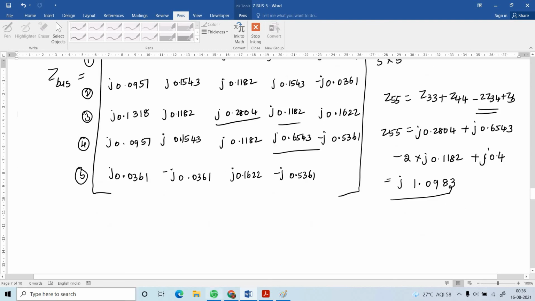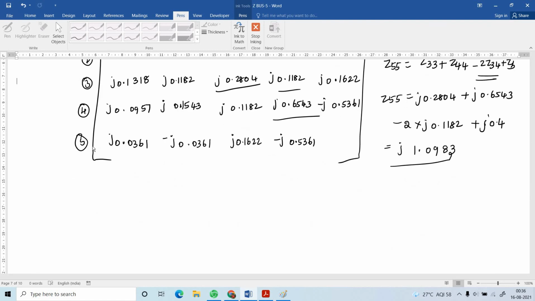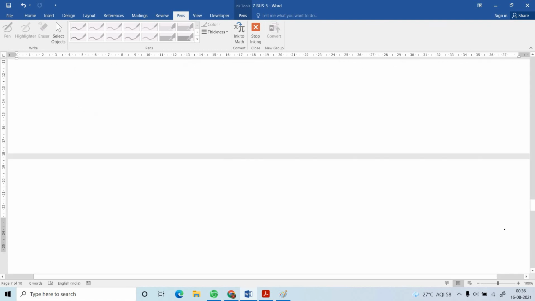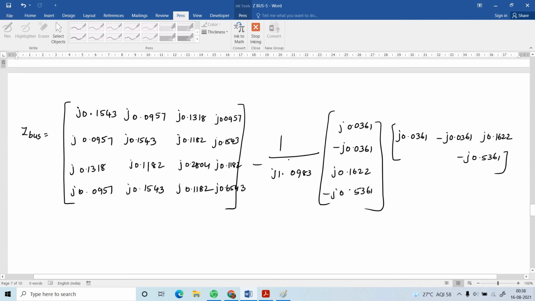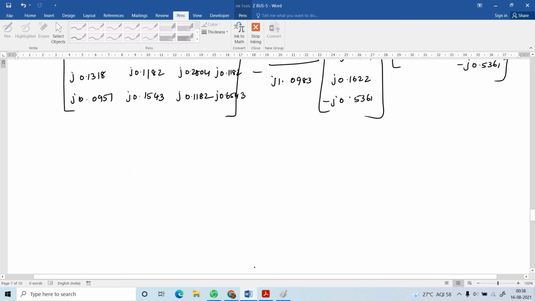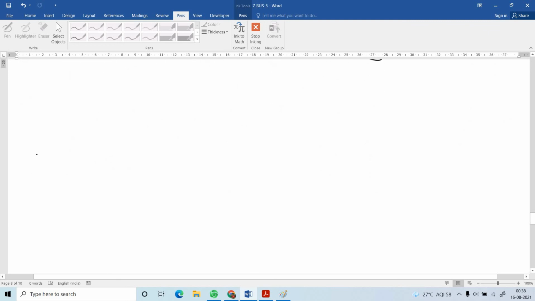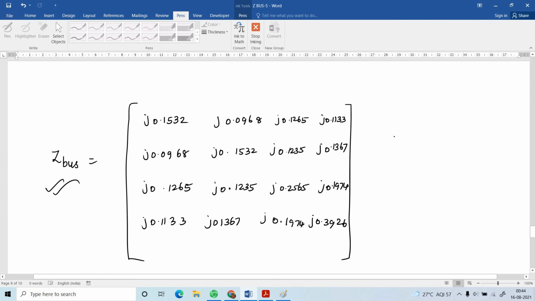After finishing this, I am going to find out the final ZBUS matrix. Next, multiply these two, row and column, and finally find out the matrix ZBUS. ZBUS equals, thank you, have a nice day.